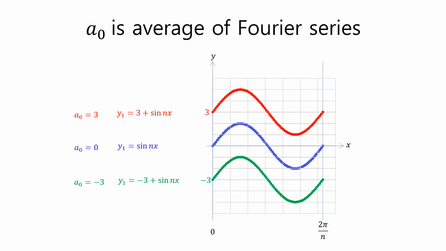In Fourier series, a0 represents the average value. As shown in the figure, when the average value a0 is 0, function y1 can be represented by the blue graph, sine nx. When the average value a0 is 3 instead of 0, it becomes a red graph, 3 plus sine nx, and when the average value a0 is minus 3, it becomes a green graph, minus 3 plus sine nx. Therefore, in this example, a0 means the shift distance of sine nx along the vertical direction.